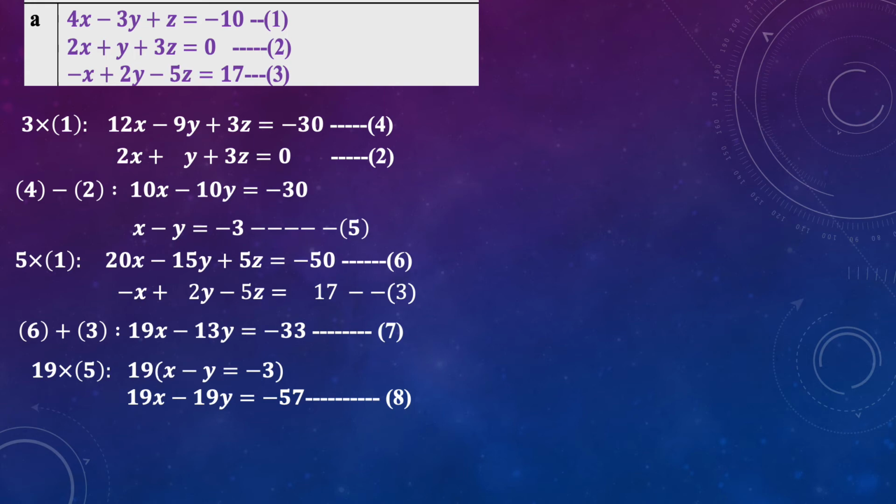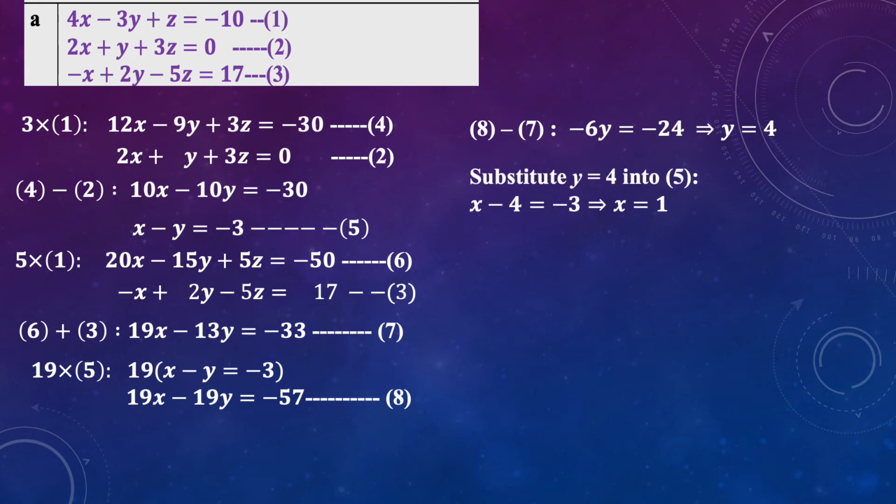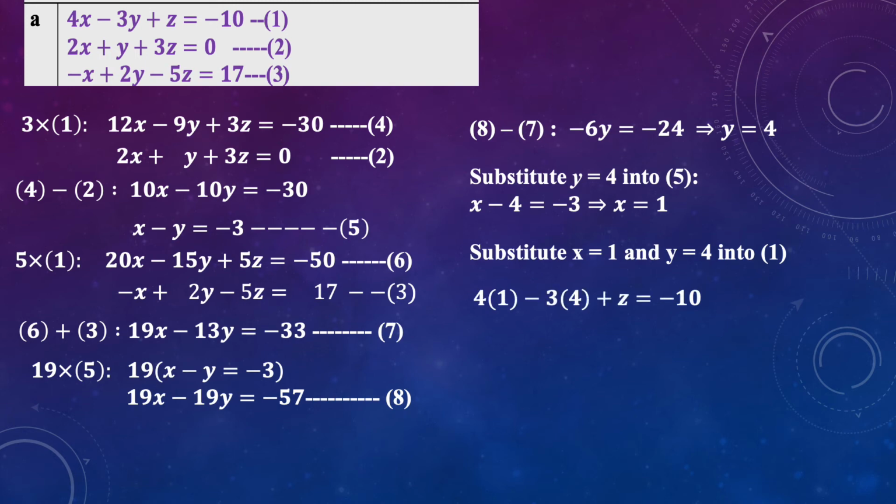Then now with 7 and 8, I can minus it, right? So from 8 minus 7, you get negative 6y equals negative 24. Therefore, y equals 4. Okay, then I substitute back y equals 4 into equation number 5. So you get negative x will become 1. Then substitute x equals 1 and y equals 4 into the original equation 1, you get 4 times 1 minus 3 times 4 plus z equals negative 10, and z equals negative 2.